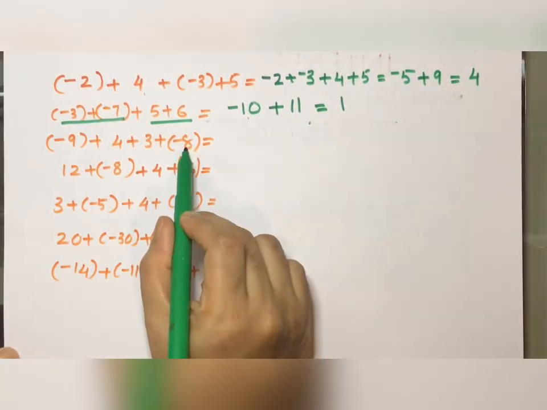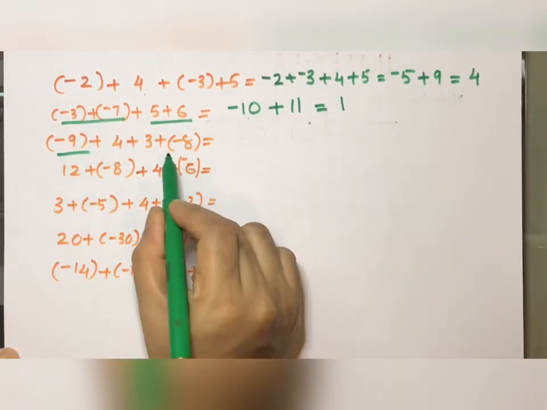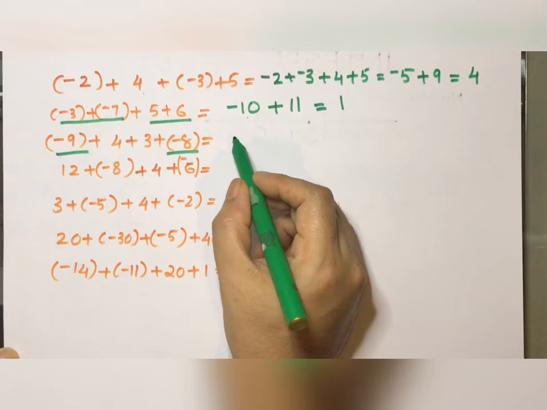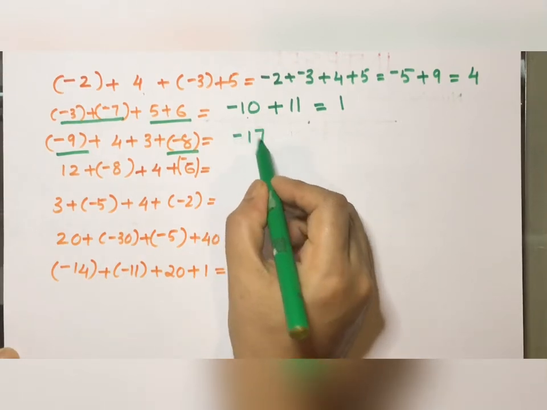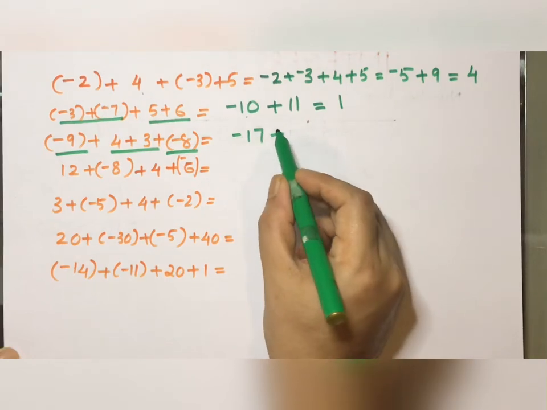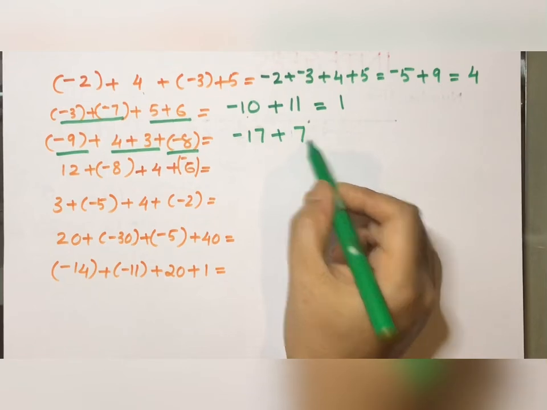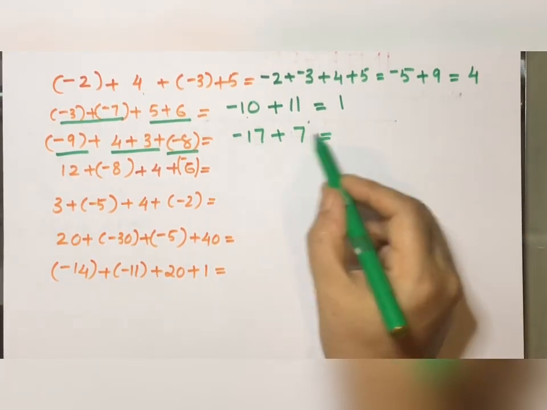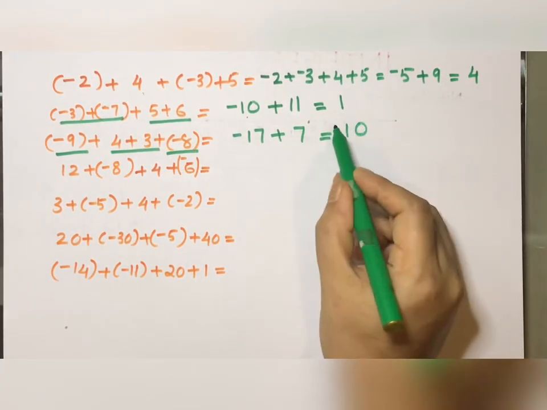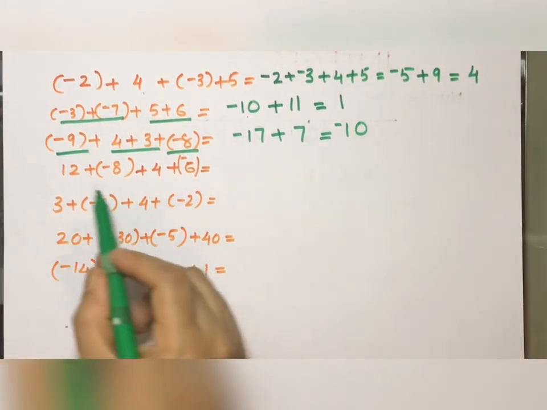-9 and -8 are negative. So add them together. Minus 9 plus minus 8 is minus 17. 4 plus 3. Add the positive numbers together. 4 plus 3 is 7. Now 17 is negative and 7 is positive, so subtract. 17 minus 7 is 10. It is negative because 17 is negative.